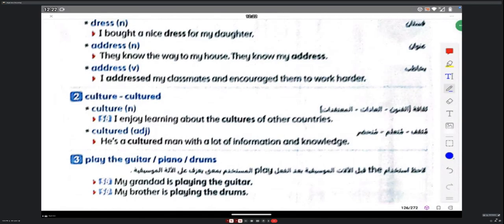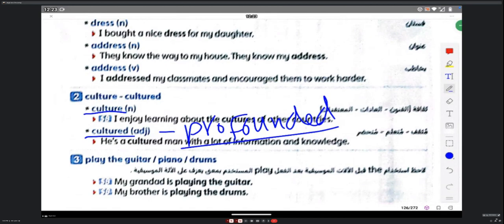Culture and culture. Culture can have different meanings. Culture may mean a farm, for bacteria for example. Culture means the knowledge we have and experience. Culture can be an adjective, cultured, which means profound, highly educated or having a lot of information, because he is cultured.